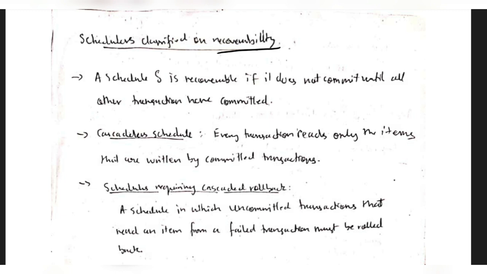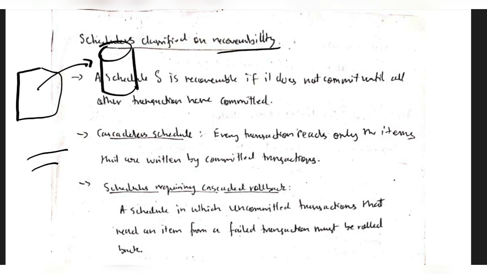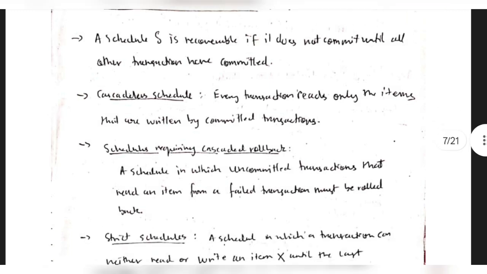A schedule is recoverable only if it does not commit until all the other transactions have committed. If there is a schedule here, it does not commit anything to the database until all the other transactions have committed. At that time it is recoverable, because if any error happens here, it has not yet committed, so it can be recovered. Cascadeless schedule means every transaction reads only the items that are committed.